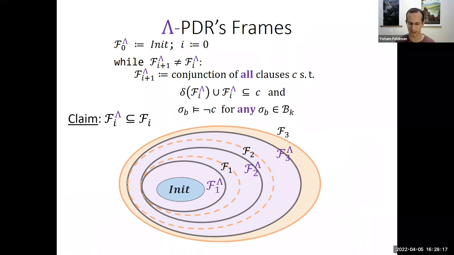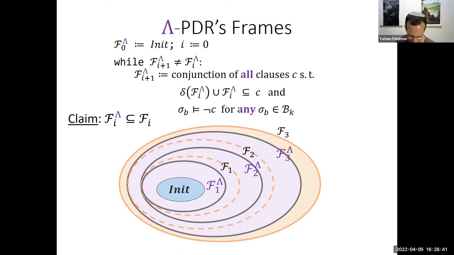And because Lambda PDR is a bigger conjunction, each frame in Lambda PDR forms a bigger conjunction than the frame of standard PDR. A bigger conjunction excludes more states. Fewer states are satisfied by the formula. And so we have this relation that, as sets of states, the frame of Lambda PDR is a subset of the frame of standard PDR.